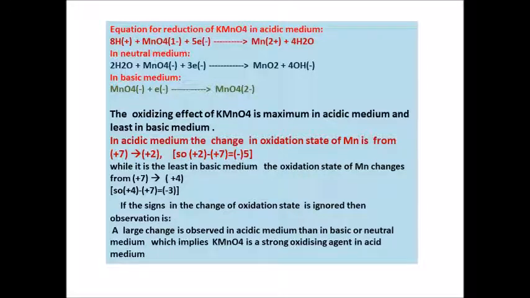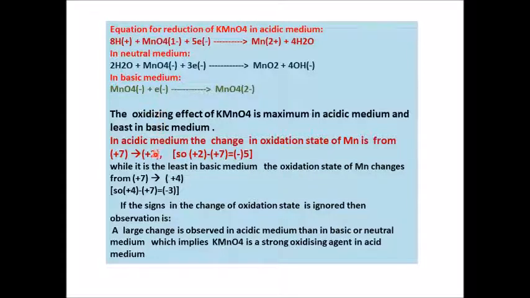We have to answer now why KMnO4 is such a good oxidizing agent in acidic medium. If you analyze the ionic reactions, you have them here. In acidic medium, the ionic reaction is 8H+ + MnO4- + 5e- giving you Mn2+. In neutral medium, it is with 3 electrons, and in basic medium, it is just 1 electron.